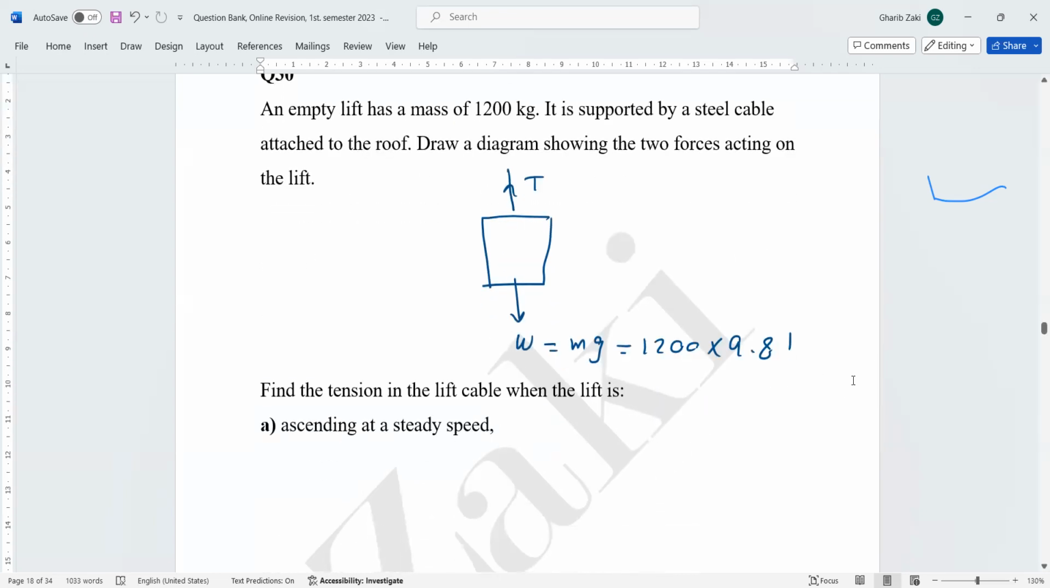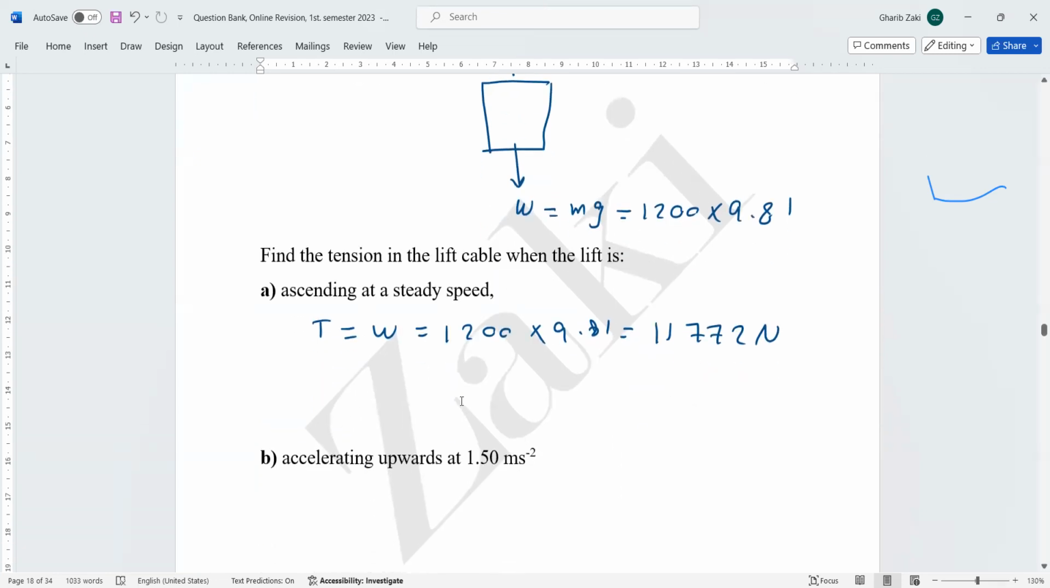Next, he said find the tension when the lift is moving at a steady speed. So the tension equals the weight, which equals 1200 multiplied by 9.81. We calculate it, so the answer is 11772 Newton. This is when moving at a steady speed. A steady speed means that the acceleration is zero.